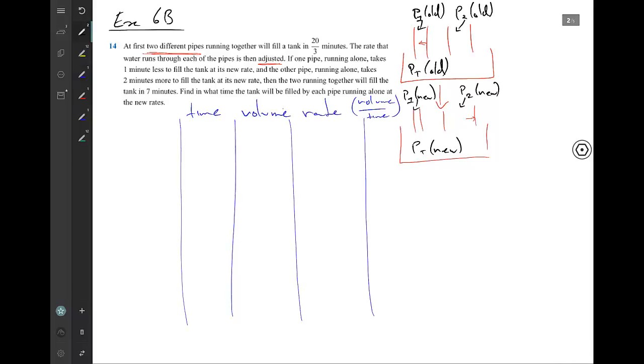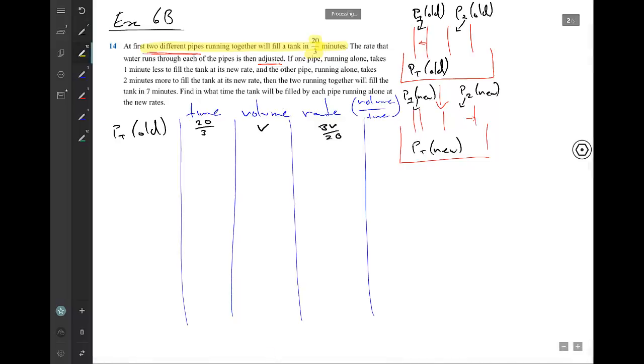So initially we get told that the 2 different pipes together will fill a tank in 20 on 3 minutes, so there's this bit of information there. So basically we're being told that PT old takes 20 on 3 minutes to fill the tank. Now the volume of the tank we don't actually know, so we can just write down a constant V. That doesn't change, right? It's only the pipes that are changed. And then the rate is just volume on time, so we would end up with V divided by 20 on 3. If you flip the fraction and multiply, we'll end up with 3V on 20. Okay, so that's pretty straightforward, hopefully.